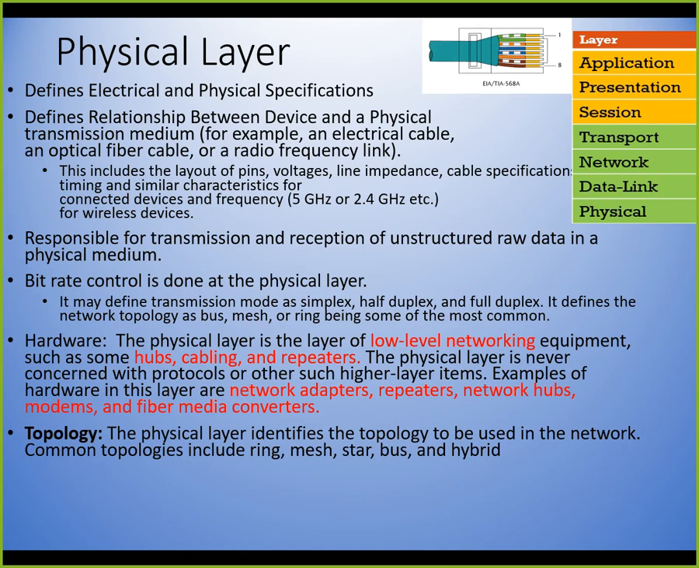Define the transmission mode. Simplex. Simplex is one way. Like a radio station would be a simplex. A half duplex or a full duplex. A half duplex means, that's what a bus is. We can transmit and we can receive, but we can only do one at a time. Half duplex. Full duplex, we can transmit and receive and do both of them at the same time, which is really kind of cool.